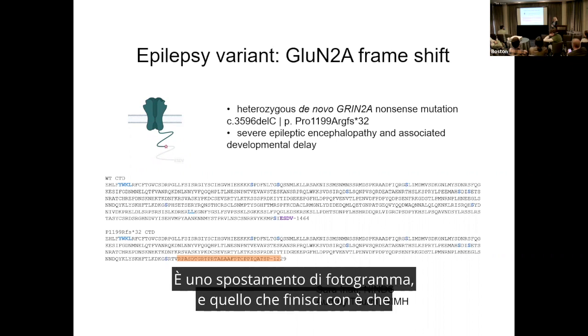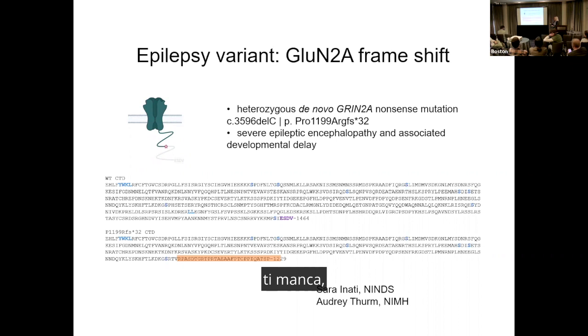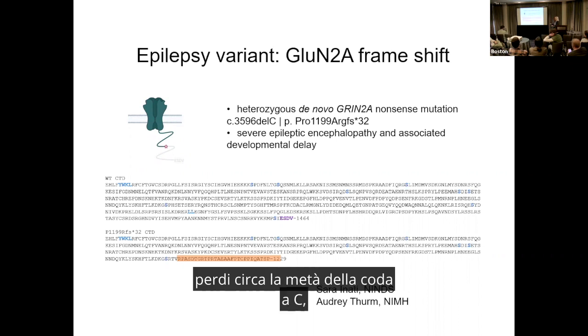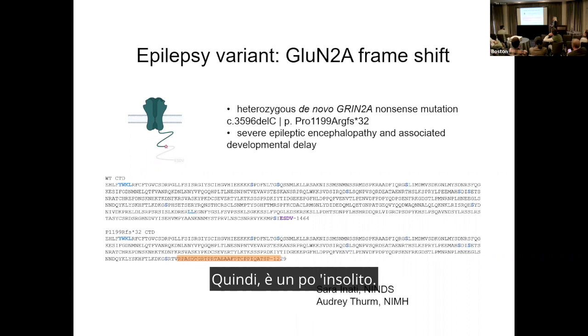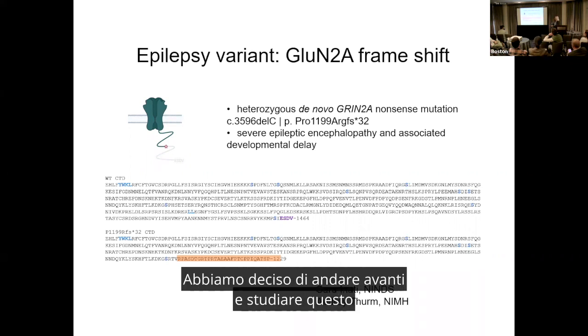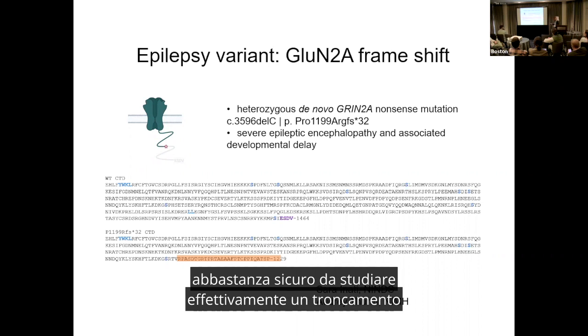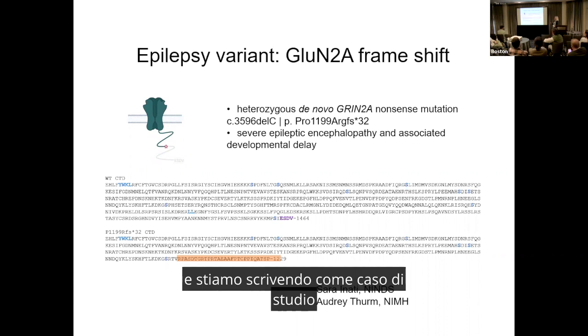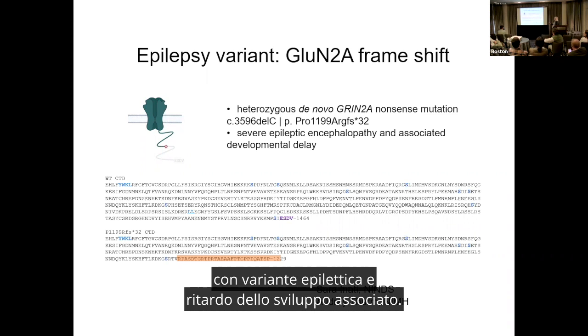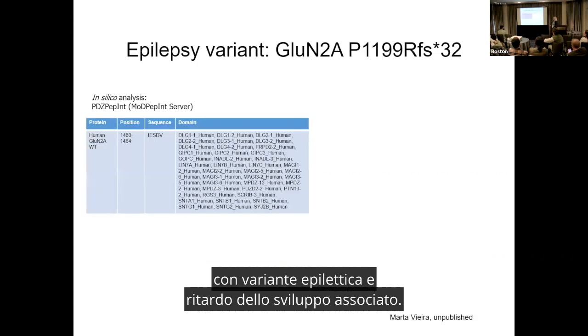It's a frame shift. And what you end up with is you lose about half the C tail, but you also get a stretch of anomalous amino acids because it's a frame shift. So it's kind of an unusual one. We decided to go ahead and study this because almost the entire C-terminal domain, even though it's big, is in the last exon. So we thought it was safe enough to actually study a truncation and frame shift. It's one patient, and we're writing it up as a case study with epilepsy variant and associated developmental delay.